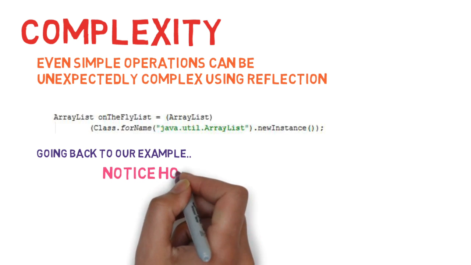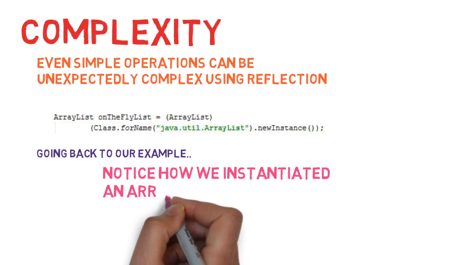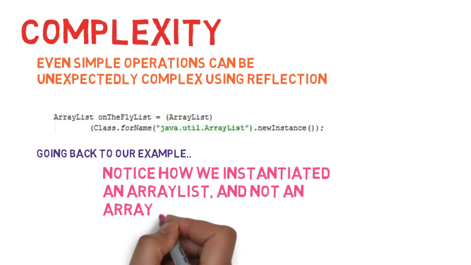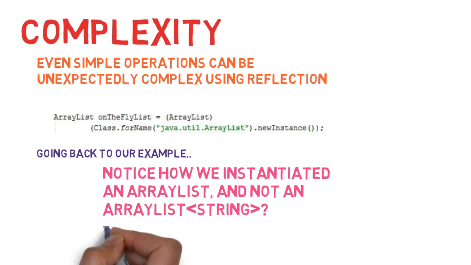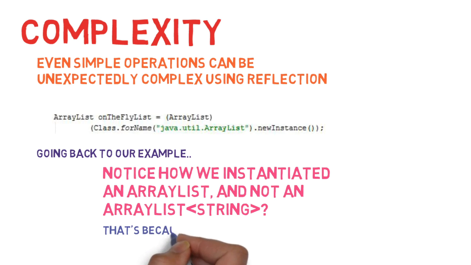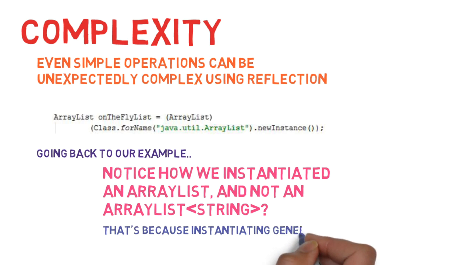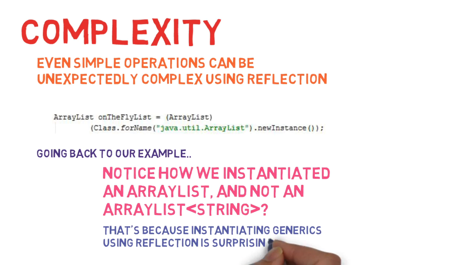Not only that, I'm not sure if you noticed that we instantiated an array list of the old world variety and not an array list angular braces string of the templated generics new world variety. We know that using generics is better in every way. However, we still instantiated an array list. That's because instantiating generics using reflection is surprisingly convoluted. And we didn't really want to get into that, and that would obscure the point of the example.